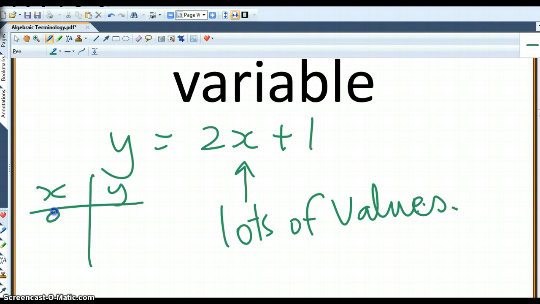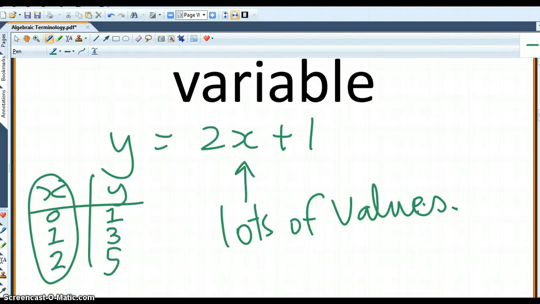So when x is 0, y is 1. When x is 1, 2 times 1 is 2, plus 1 is 3. Okay, when x is 2, 2 2s are 4, plus 1 is 5. So that's the idea of variable, that x can take on lots and lots of different values, and so does y. But this shows the relationship between the two.